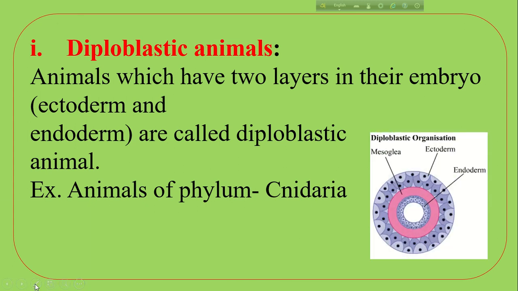Follow the picture. This is ectoderm and the inner layer is called endoderm. There is no mesoderm, but there is a jelly-like layer named mesoglea. Actually, mesoglea is not a layer here. That's why ectoderm and endoderm only are present here. This type of embryonic condition is present in diploblastic animals.